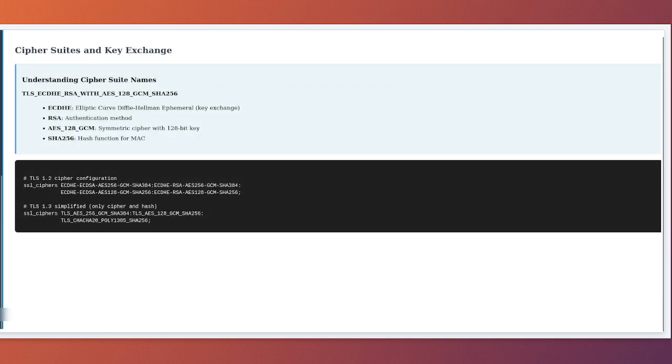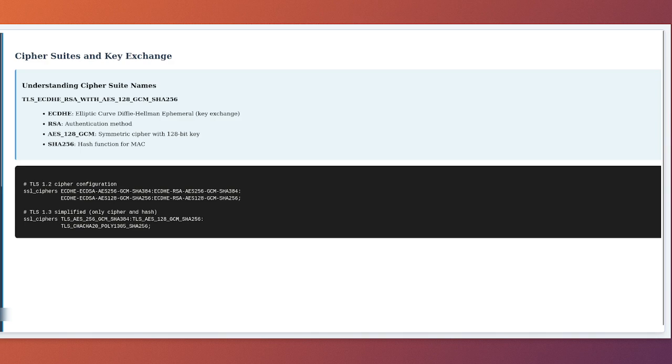Cipher suites and key exchange. Cipher suites are the building blocks of TLS security. They define exactly which algorithms will be used for each aspect of the secure connection. Understanding cipher suites is like understanding the ingredients in a recipe. Each component serves a specific purpose, and they must work together harmoniously.